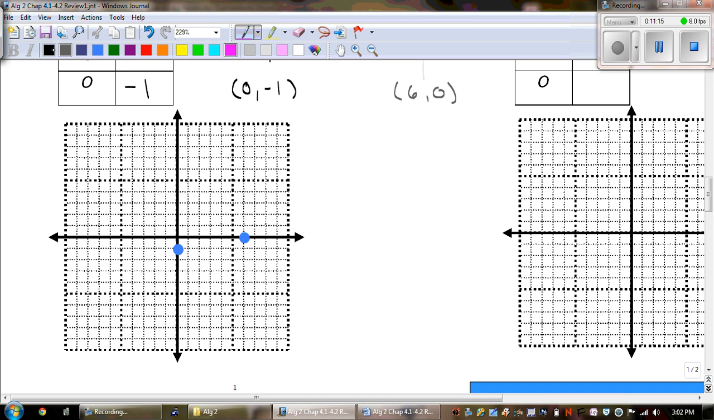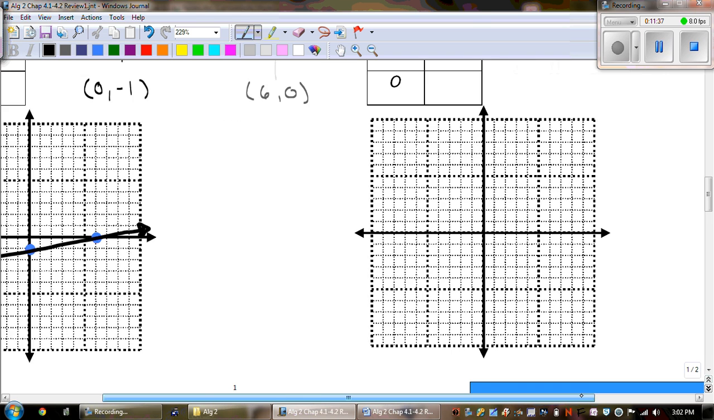And now I'm going to take my ruler and I'm going to draw a straight line. Okay, and try to make it go the entire length of the graph.